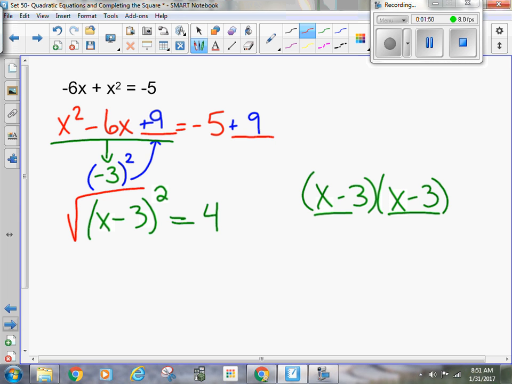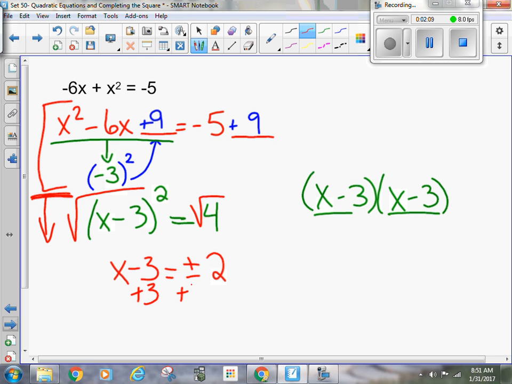To get rid of my square, I'm going to square root both sides. I get x minus 3 equals plus or minus 2. And we've done problems from here like this for the rest of the way down. So the only new thing is this section here. I'm going to add 3 to both sides. We have x equals 3 plus or minus 2, and we can actually do these. 3 plus 2 gives me 5, and 3 minus 2 gives me 1.